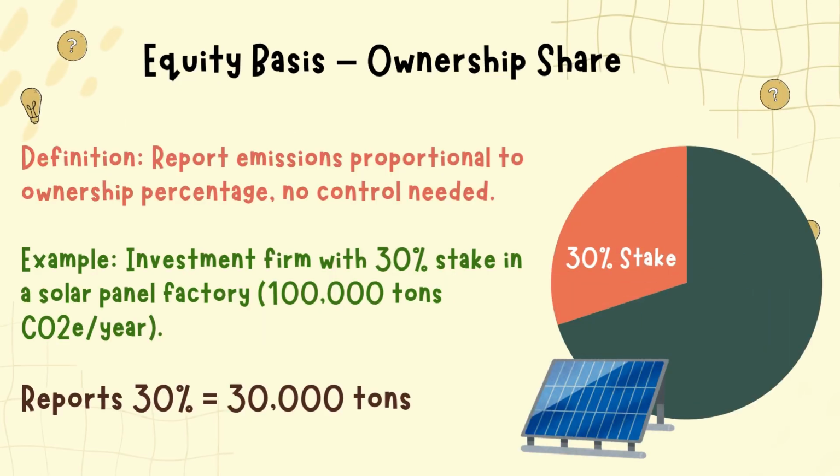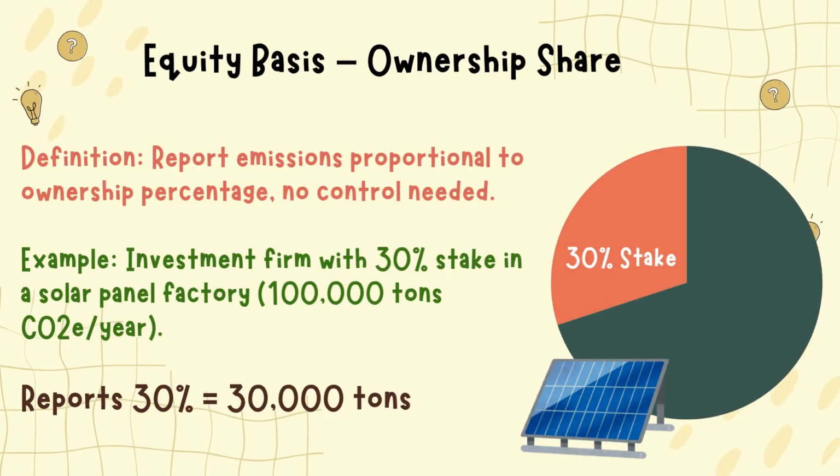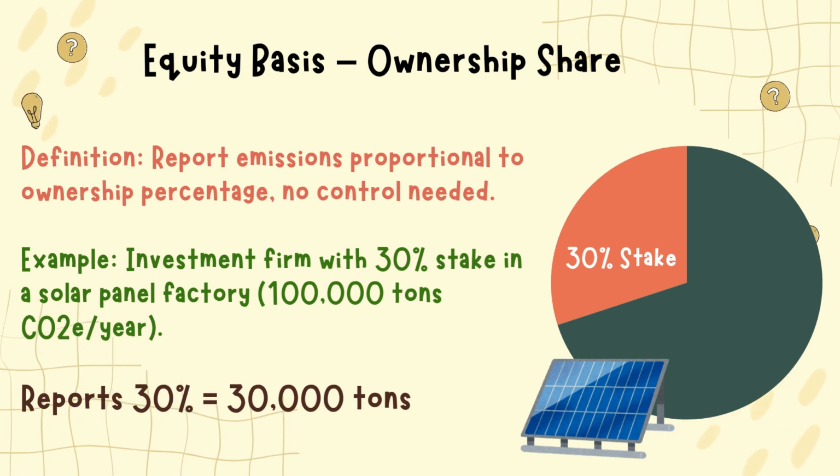First, the equity basis. This allocates emissions based on your ownership percentage in a company or project, no control required. Imagine an investment firm with a 30% stake in a solar panel factory. The factory emits 100,000 tons of CO2 equivalent annually, including Scope 1, direct emissions, Scope 2, electricity, and Scope 3, supply chain. Under the equity basis, the firm reports 30% of those emissions, or 30,000 tons, matching its ownership share.